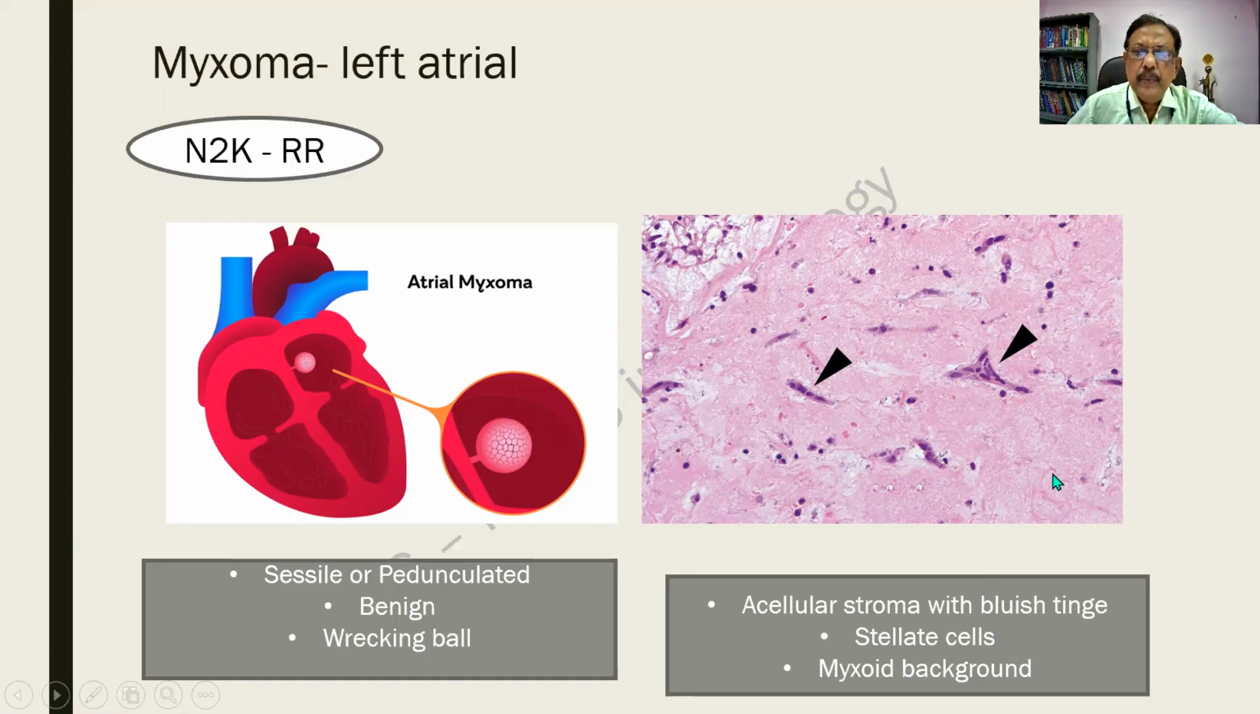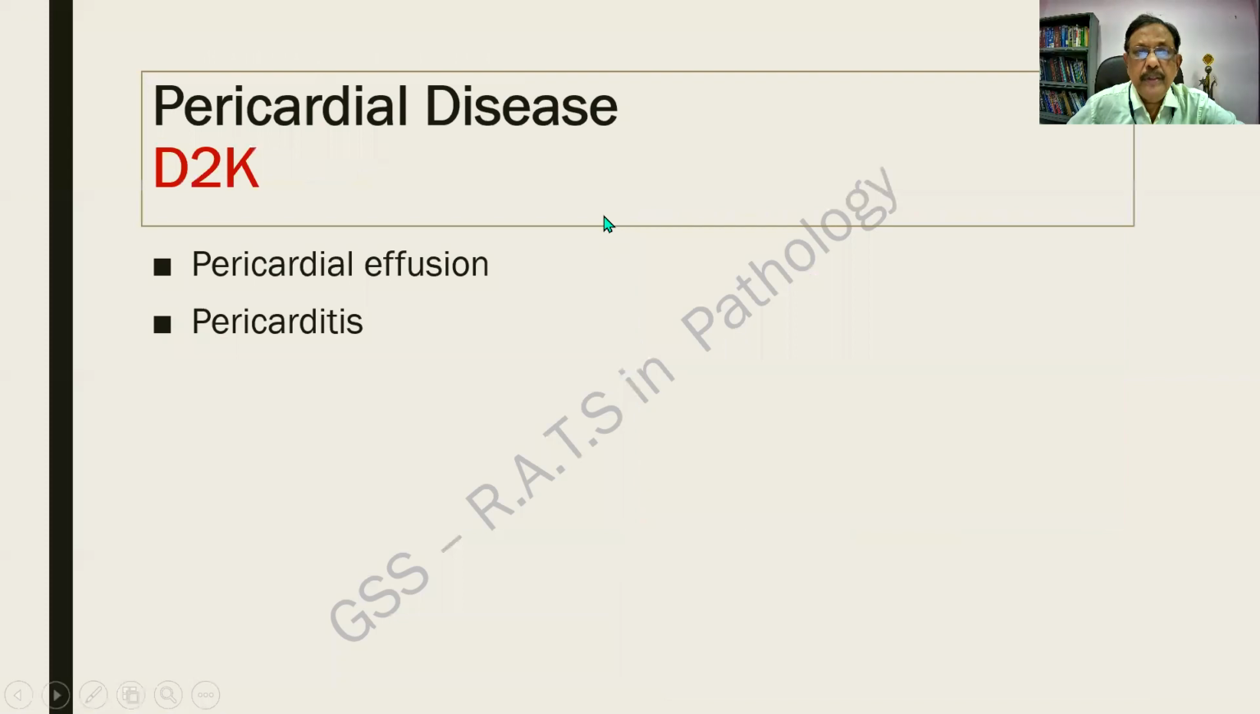Virtually otherwise harmless tumor. It is only because of the location and the mechanical damage it can cause. Myxoma can be a question for you people, rarely asked. That is why I put it as nice to know. N2K is nice to know. See the difference. This is a D2K, which is desirable to know.